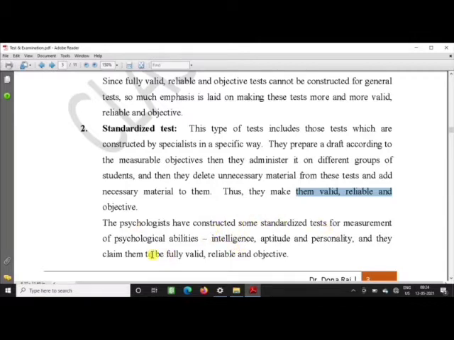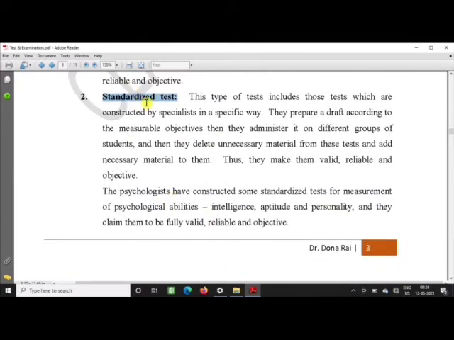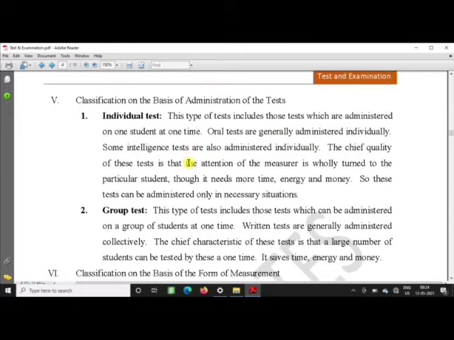So there are different kinds of standardized tests to measure intelligence, aptitude, and personality. And also there are many things: interest, attitude, relationships, psychological states of people, mind, and all. To measure all these things, we trust standardized tests, because these are constructed by psychologists. And these are really difficult to construct compared to general tests.